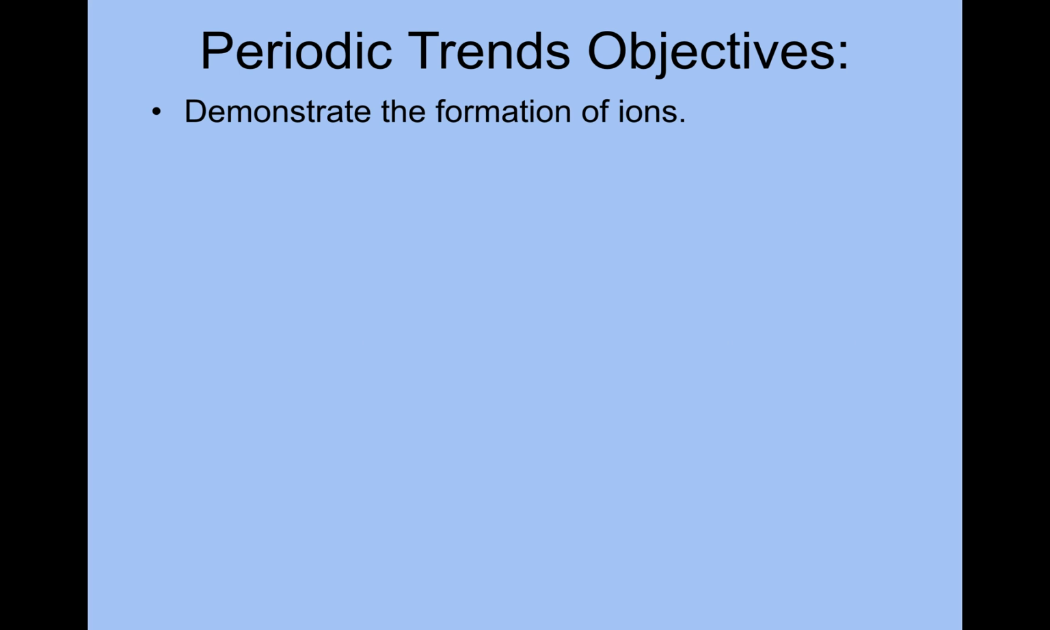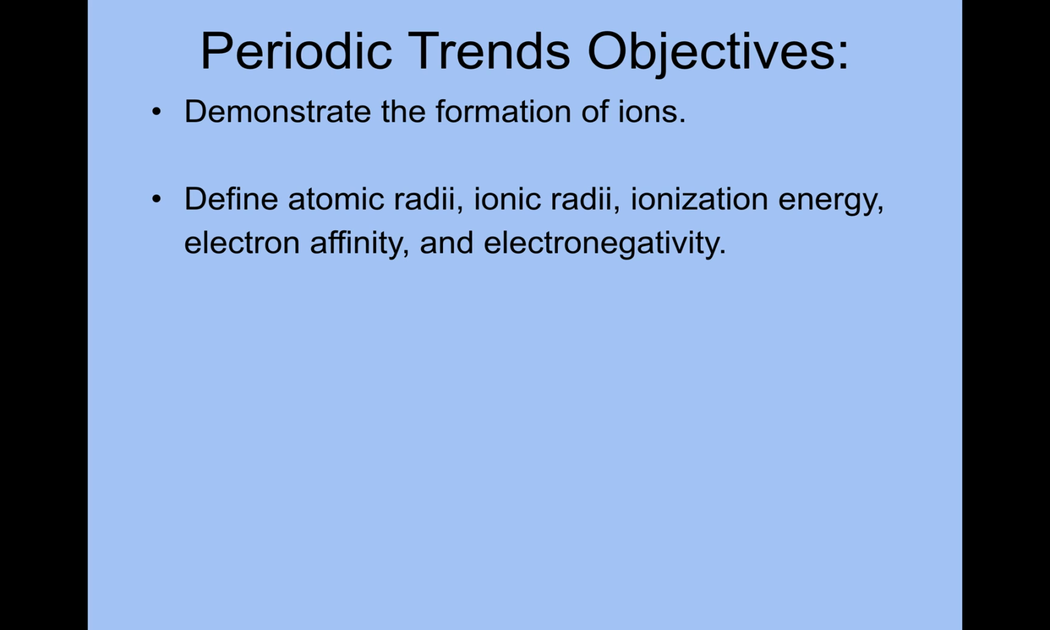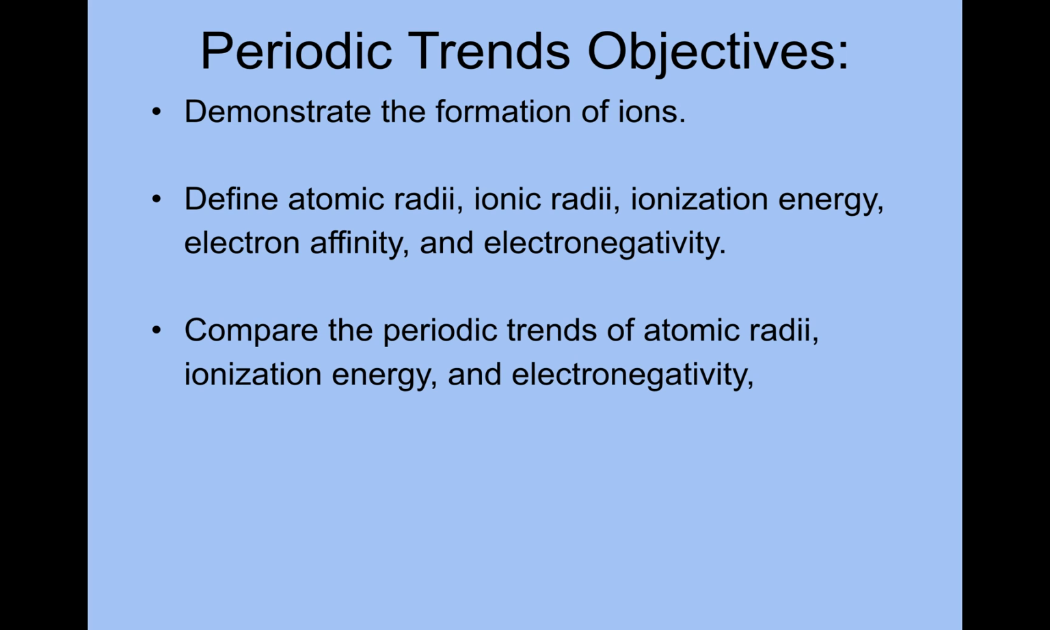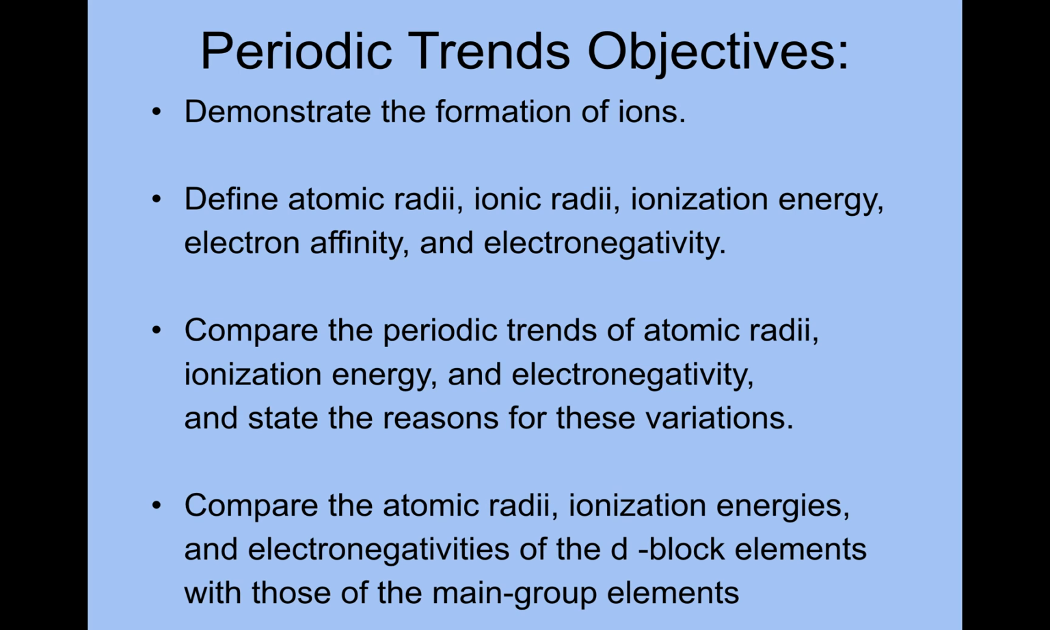The objectives are to demonstrate the formation of ions, define atomic radii, ionic radii, ionization energy, electron affinity, and electronegativity. Compare the periodic trends of atomic radii, ionization energy, and electronegativity, and state the reasons for these variations. Then you will compare the atomic radii, ionization energies, and electronegativities of the d block elements to those of the main group elements.